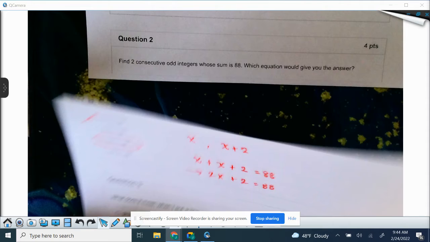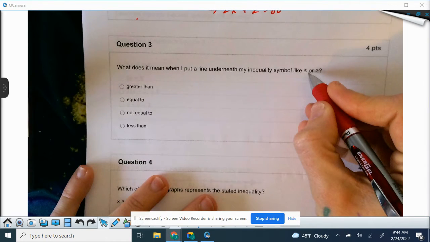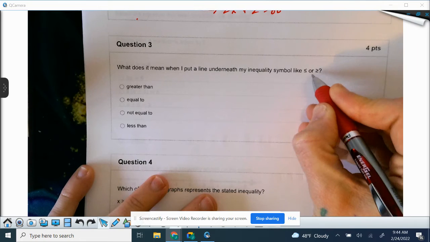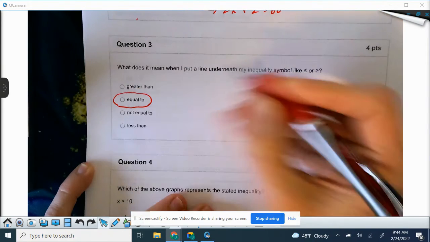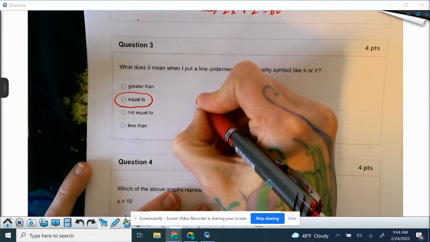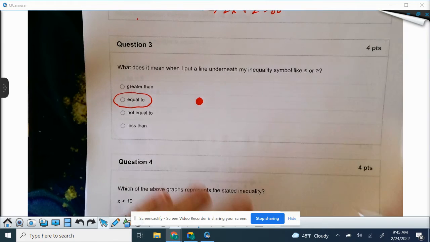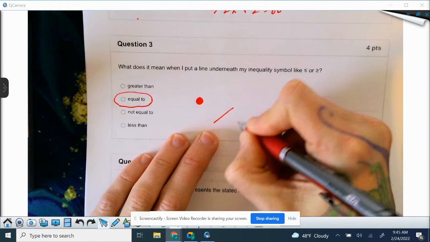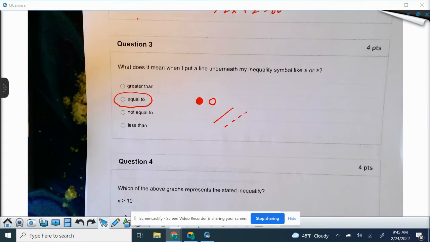All right. What does it mean when I put a line underneath an inequality symbol, like less than or equal to or greater than or equal to? It means equal to. That the line underneath is the equal to. And that's a solid circle versus an open circle. We will later start graphing lines like these as well, linearly. So it's a solid line versus a dashed line, just like a solid circle versus an open circle. That's just a little heads up for the future.